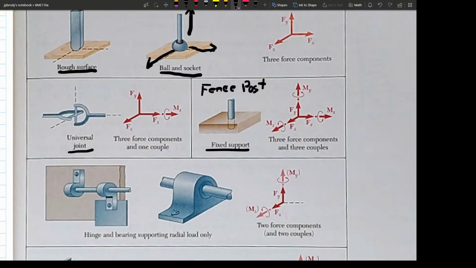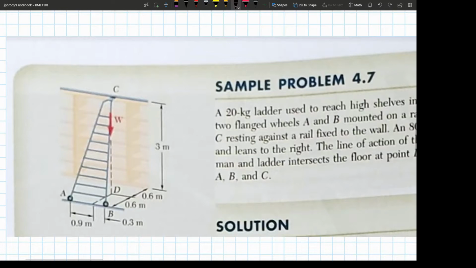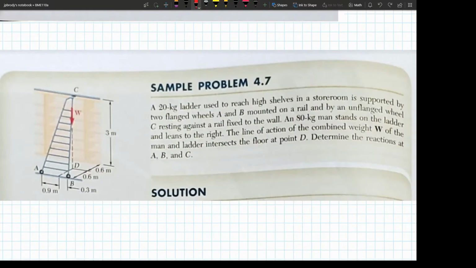Okay, so I wanted to do this problem next. This sample problem. Here it is. We've got a 20-kilogram ladder used to reach high shelves in a storeroom, supported by two flanged wheels A and B. So here's A, B. Those are the two flanged wheels mounted on a rail. That tells us something right here: wheels on a rail. We just looked at those. So that's one of the connections.